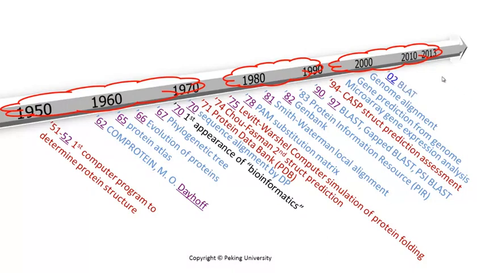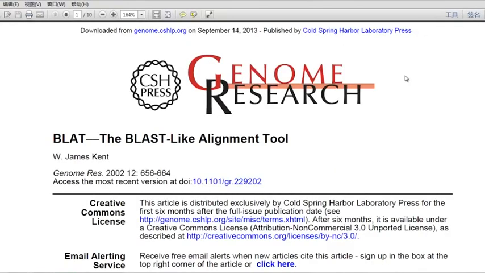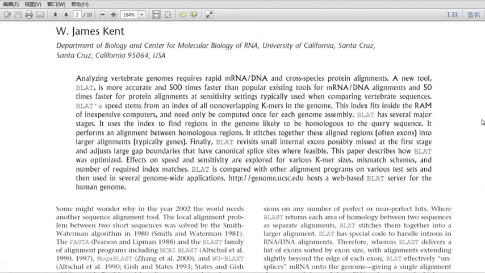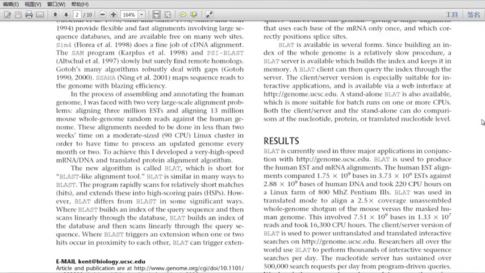In 2002, Jim Kent published the BLAT algorithm in the journal Genome Research. BLAT can efficiently find the location of a gene on the reference genome.